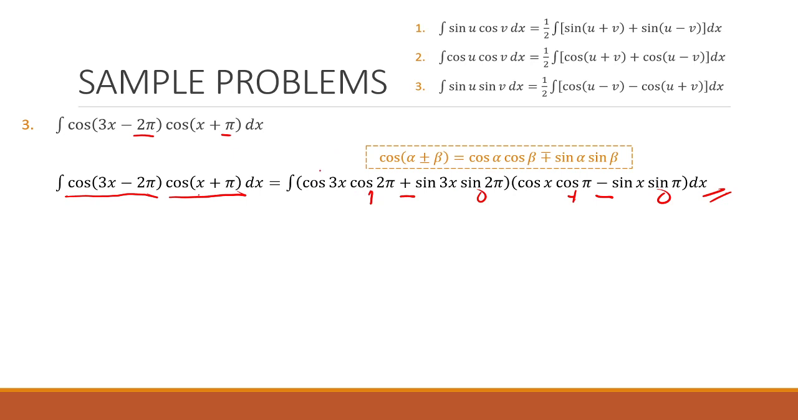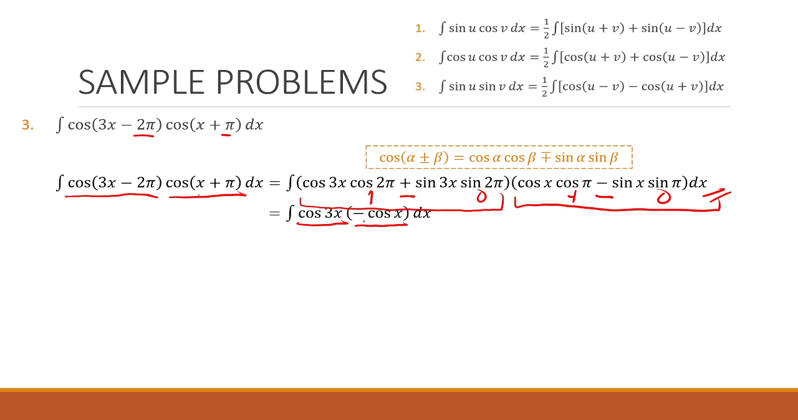In this first factor, the second term becomes 0. Okay. So what remains is cosine 3x times 1. Okay. Ayan, cosine 3x na lang. And then, in the second factor, the second term becomes 0. So what remains is cosine x times negative 1. Kaya, naging negative cos x. Okay. So, simplified na, kumbaga, ang ating integrand. So, it becomes negative cosine 3x times cosine x.